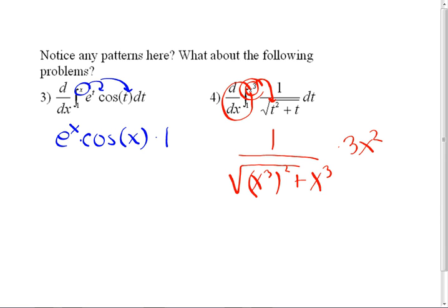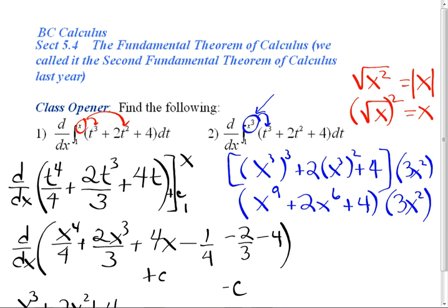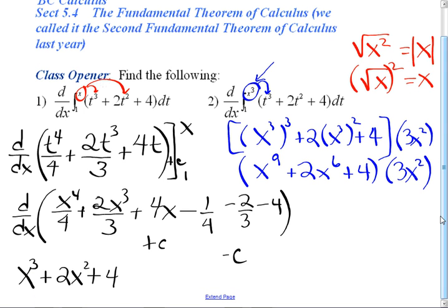The lower limit must be a constant because when I go back here, this is the lower limit. I don't care what the constant is. When I differentiate that constant, it goes away.